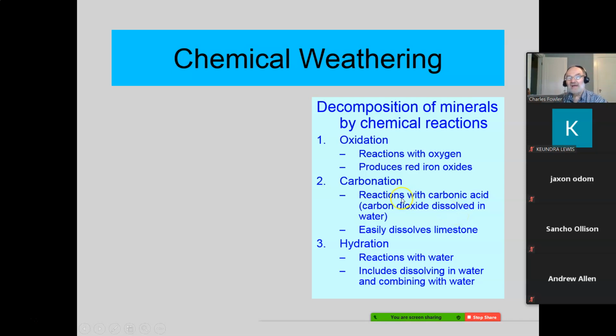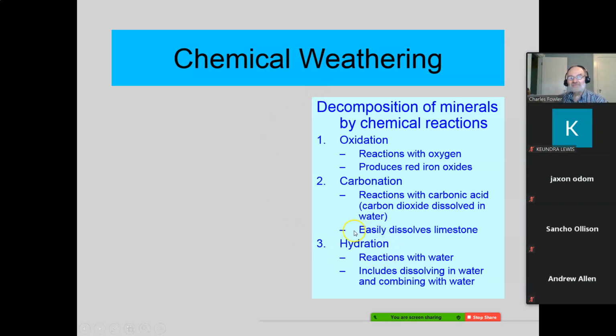Amazing. That's a form of chemical weathering because you're actually breaking down the chemical structure of those minerals. Okay, whereas physical weathering is actually breaking the chemical bonds but not destroying the actual mineral. This is destroying the mineral.